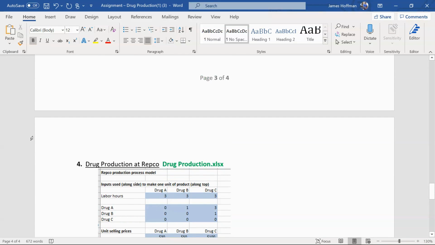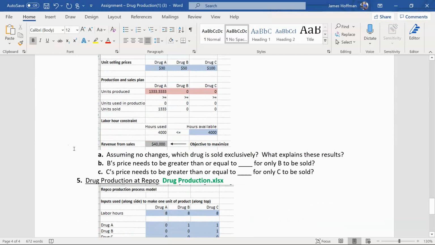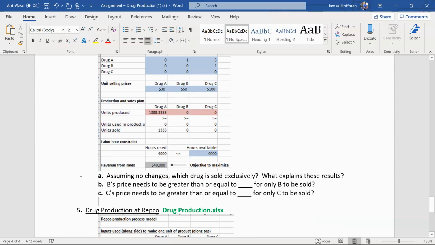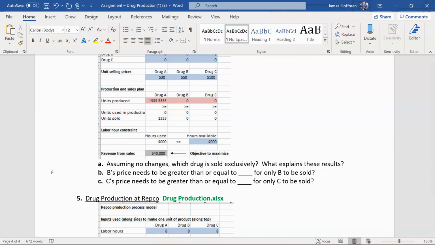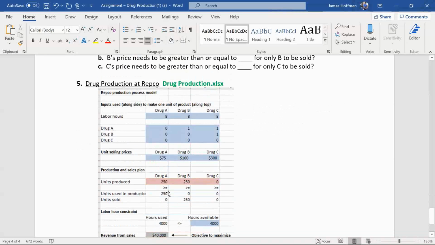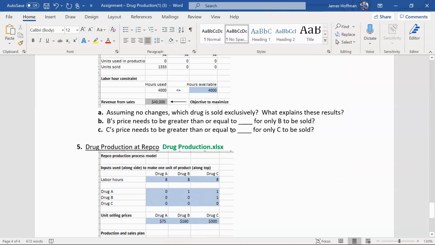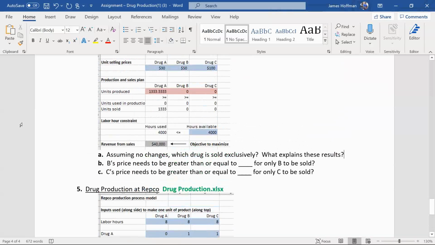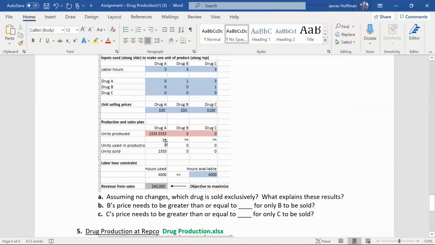Number 4. Same idea. Assuming no changes, which drug is sold exclusively? All you have to do is look up and you see no drug C's, no drug B's, but drug A is being sold. The one you'll do last is drug B. Same thing, but this one is drug A, right?